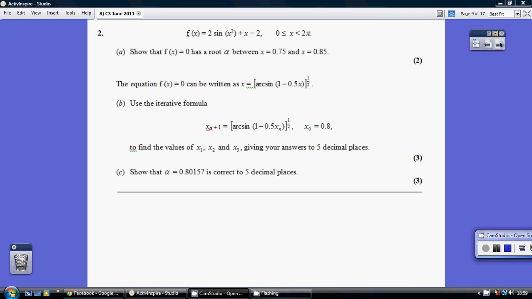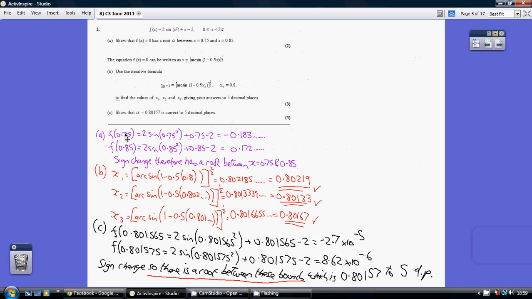Question 2. So for part A, to show that there is a root between 0.75 and 0.85, we simply just substitute 0.75 in and 0.85 in separately. One of them is going to be a small positive, one of them is going to be a small negative, and that proves the point.